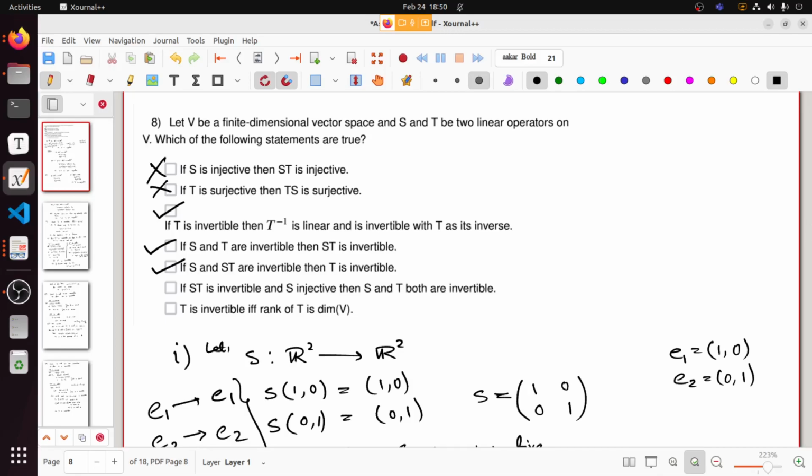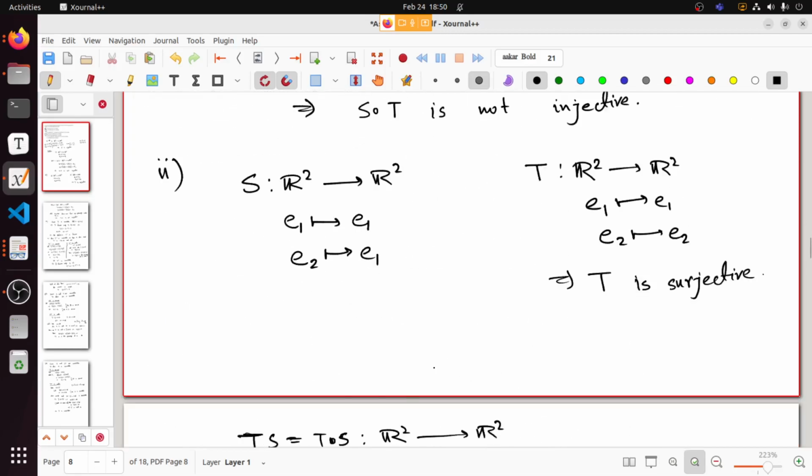What is it saying? If ST is invertible and S is injective, then S and T are both invertible, right? Note that ST is invertible, given. S is injective. If you show that T is onto, then T will be invertible. Now by the previous one, S and ST invertible implies T invertible, so we will automatically get T invertible. So it's enough to check S is onto, right? So let's write down what I am saying right now.